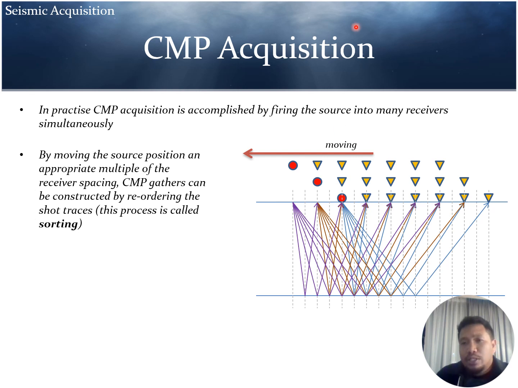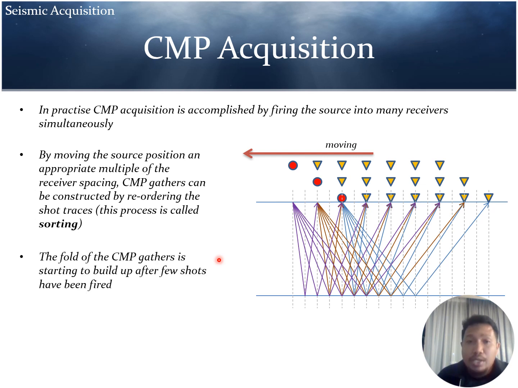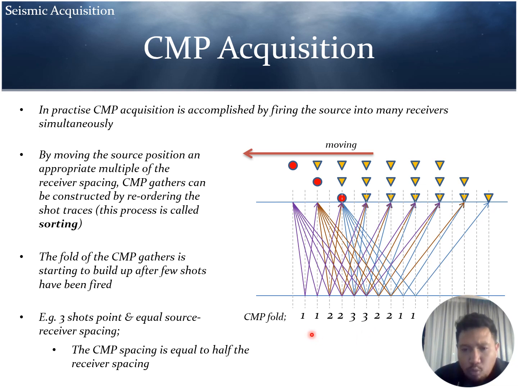Now we're going to talk about the CMP fold. Fold, the thing that I said earlier, is very important. Fold starts to build up, so how does it build up after a few shots? In this case, 3 shots are acquired, where the fold in this context is the number of overlapping reflection points, or redundancy of reflection points, from these 3 seismic acquisitions. So we have 3 seismic acquisitions, and some reflection points will have redundancy. We have fold 1, 2, 3.